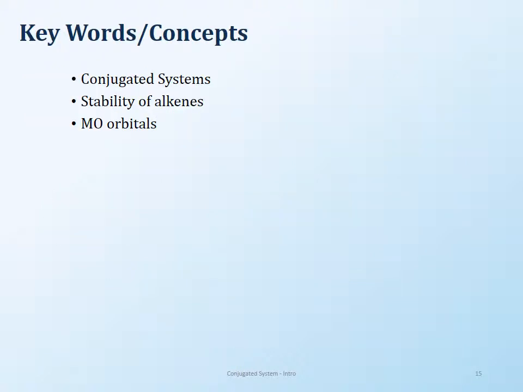So from this little topic, please learn what conjugated systems are. It's a very common question to ask you to identify conjugated systems, and learn about the stability of alkenes, another one of those common questions. And then, of course, the molecular orbitals. So remember how you form nodes and whatnot. Using molecular orbitals also, you should be able to figure out what alkene is going to be most stable. This is it.